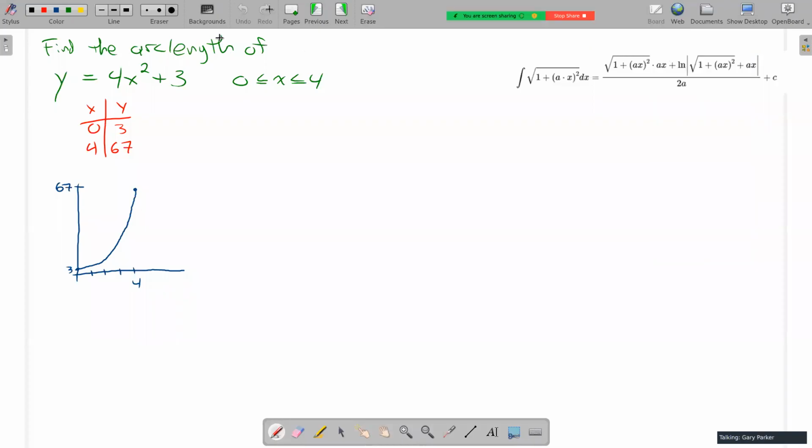So now we're going to find the arc length of a curve. So here I have y equals 4x cubed plus 3. If x is 0, y is 3. If x is 4, 4 squared is 16, times 4 is 64, plus 3 is 67. So here's a rough sketch of that parabola from its vertex up to this point, 4, 67. So we're going to find the arc length here from 0 to 4.